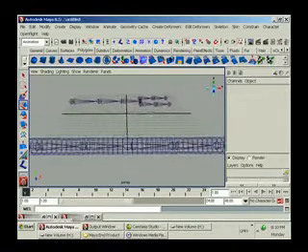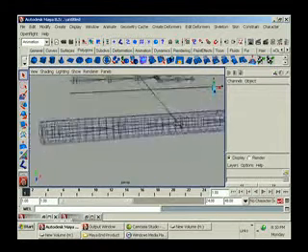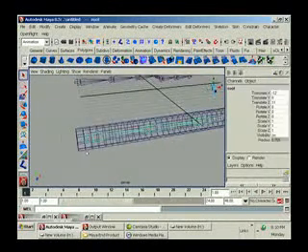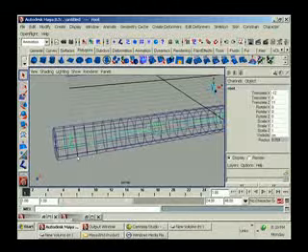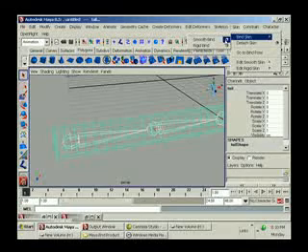Okay, so we got this, and now we're going to skin it to the bones. So here's what we do: grab the bones, hold shift, and grab the mesh, and go Skin, Bind Skin, Smooth Bind, square box.